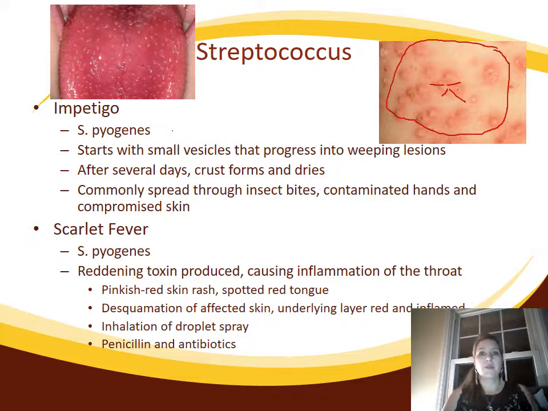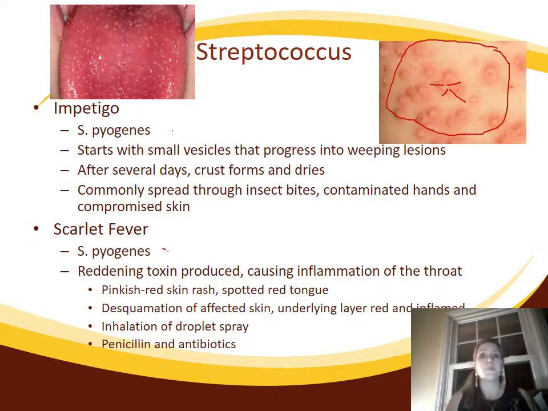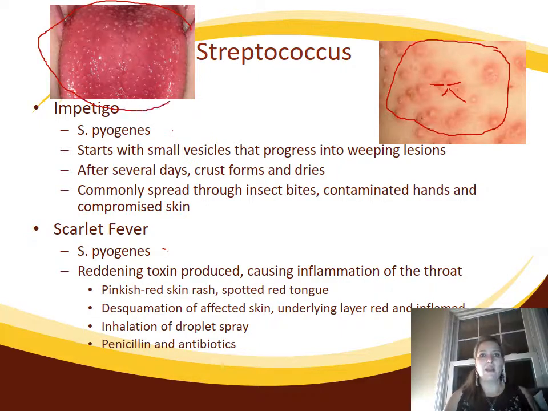Scarlet fever is also caused by S. pyogenes, and it's called scarlet fever because it produces a reddening toxin, causes inflammation in the throat. And what you end up with is what's called a strawberry tongue, and it is a very red, inflamed, spotted tongue, okay? You'll also end up with desquamation on the affected skin. You get it from inhalation of droplet spray, and it's treated with penicillin and antibiotics.